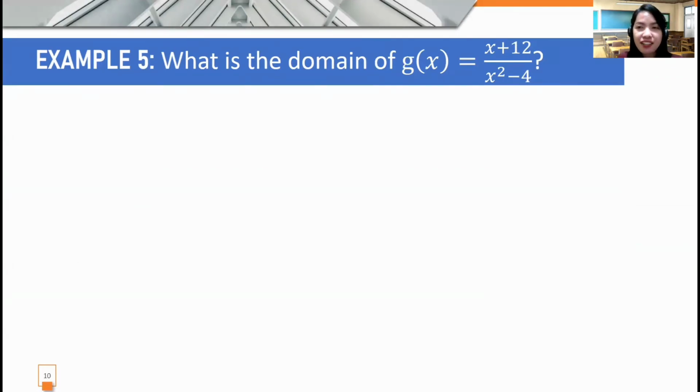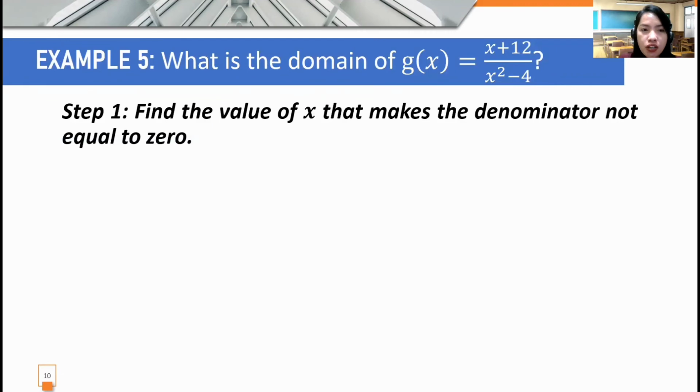Example number 5. What is the domain of g of x equals x plus 2 all over x squared minus 4? To get the domain of the given function, we have to find the value of x that makes the denominator not equal to 0. That is by getting the denominator x squared minus 4, then equate that to 0. Since the equation is in quadratic form, we're going to get the factors of this. We have x minus 2 and x plus 2.